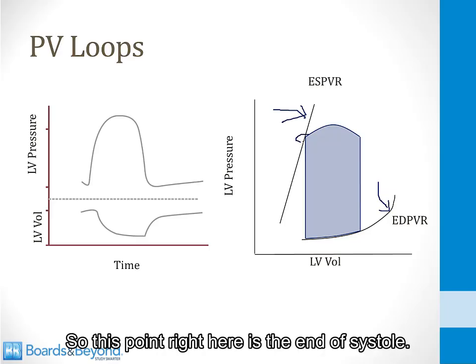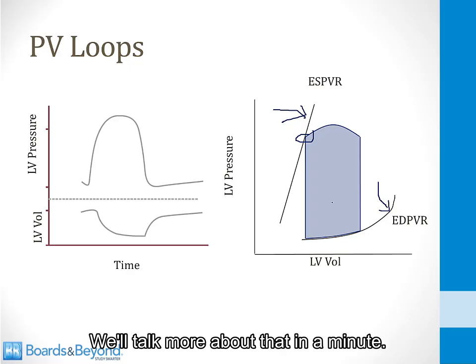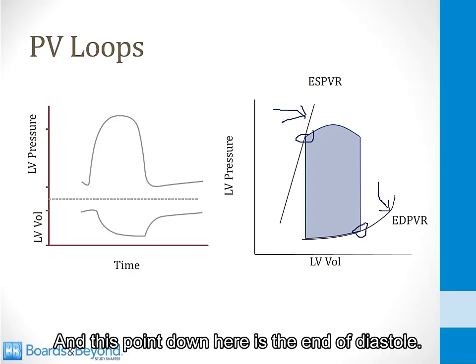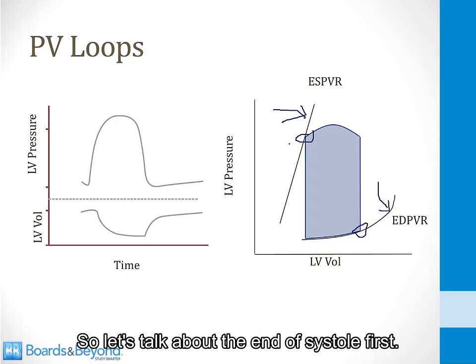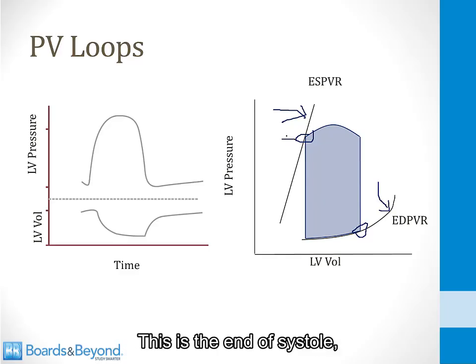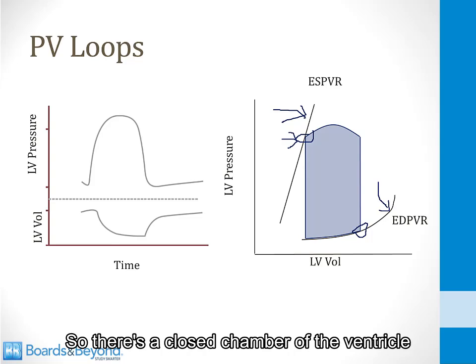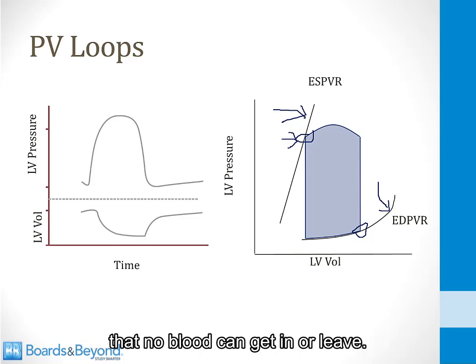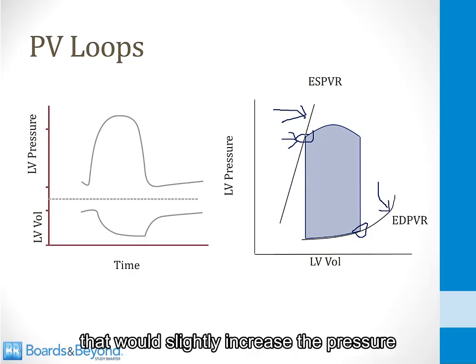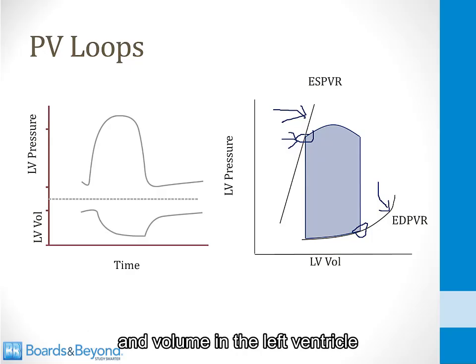So this point right here is the end of systole. We'll talk more about that in a minute. And this point down here is the end of diastole. So let's talk about the end of systole first. This is the end of systole where the ventricle has finished contracting and ejecting blood. The mitral and aortic valves are closed, so there is a closed chamber of the ventricle that no blood can get in or leave. I want you to imagine now that if we stuck a needle into the left ventricle and we injected just a little bit of blood at this point in time at the end of systole, that would slightly increase the pressure and volume in the left ventricle to a point that's, let's say, right here.